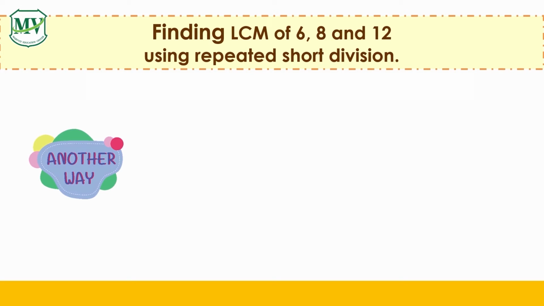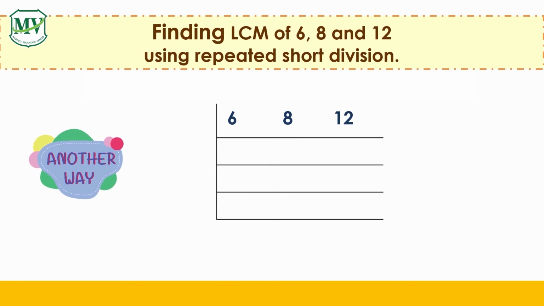Another method of finding LCM is using repeated short division. So, do you still remember how to do repeated short division? Excellent! Let us find the LCM of 6, 8, and 12 using repeated short division. What prime number can you divide 6, 8, and 12? That's right! 2 can divide 6, 8, and 12.